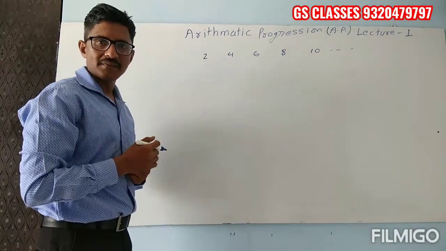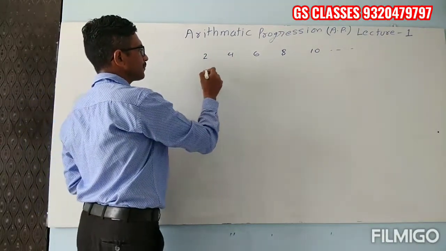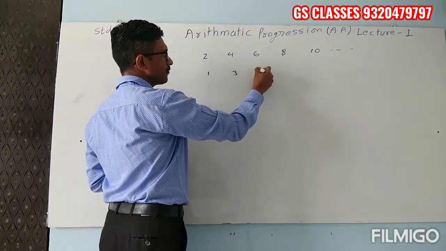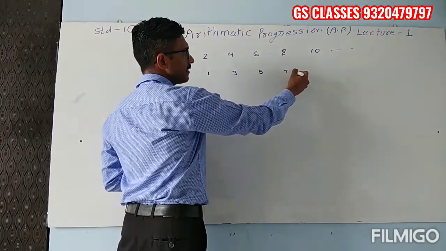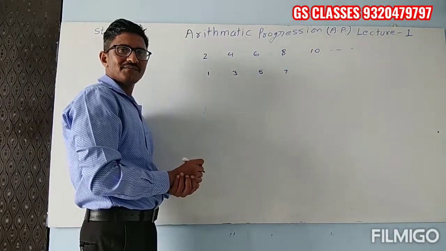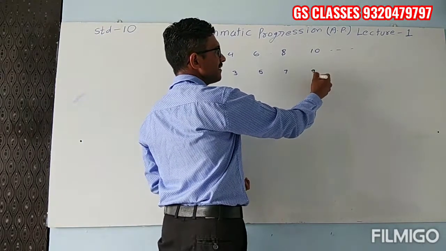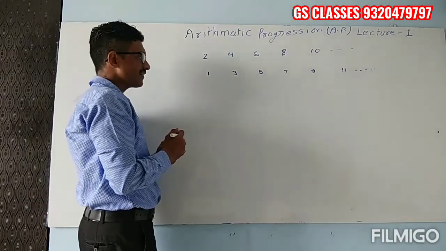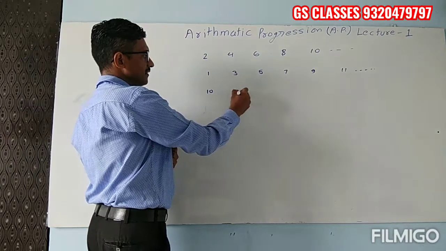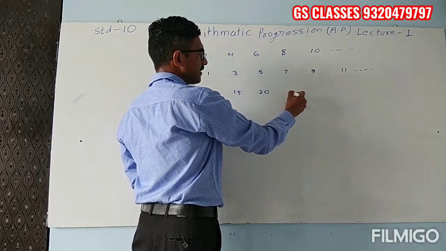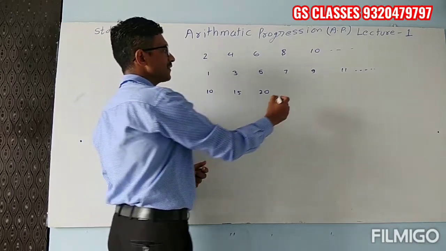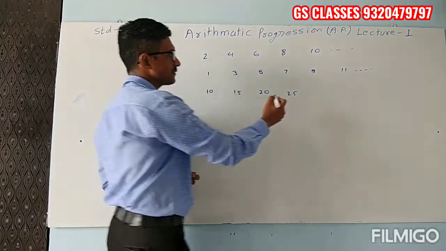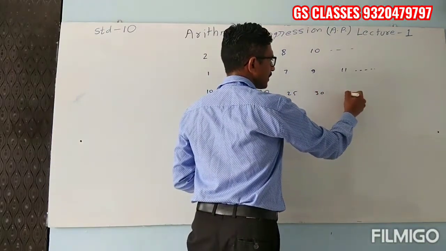Let's take one more example. Suppose I am writing 1, 3, 5, 7. Can you tell me the next number? Yes, it's 9. Next, 11, and so on. Suppose the first number is 10, then 15, then 20. Can you tell me the next number? Very easy. 25, and 30, 35 and so on.